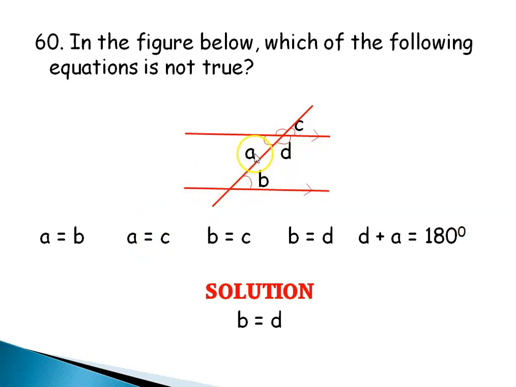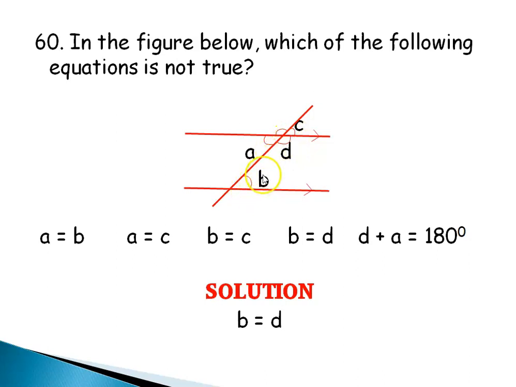A is equal to C. This is A, this is C. Yes, they are vertically opposite angles. So this is true. B is equal to C. This is B, this is C. Yes, they are equal because they are corresponding angles. B is equal to D. This is B, this is D. No, there is no relationship between them.